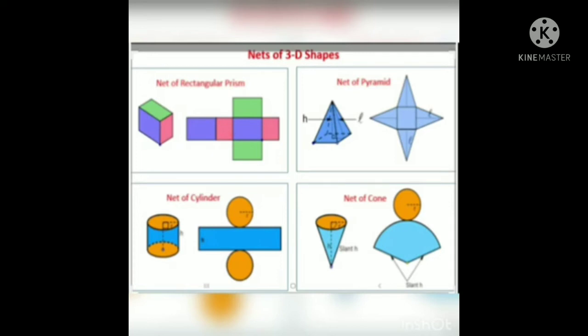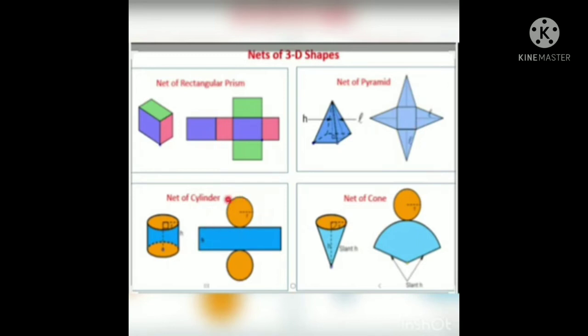This is not a cube, this is a cuboid, because these two sides are square whereas these other sides are rectangle. So it will be a cuboid. Next, this is a net of what? A square pyramid, because the base is a square and other sides are triangles. So it's a pyramid with a square base.